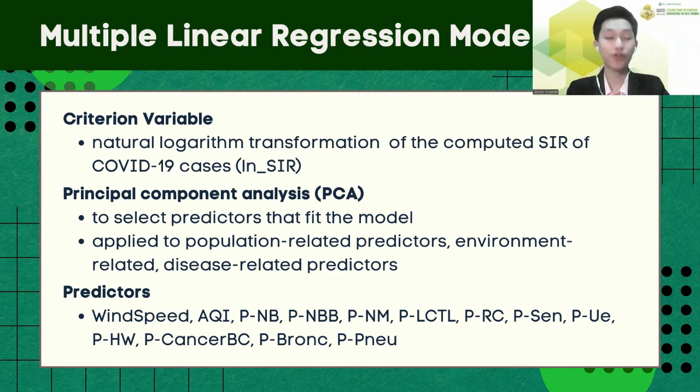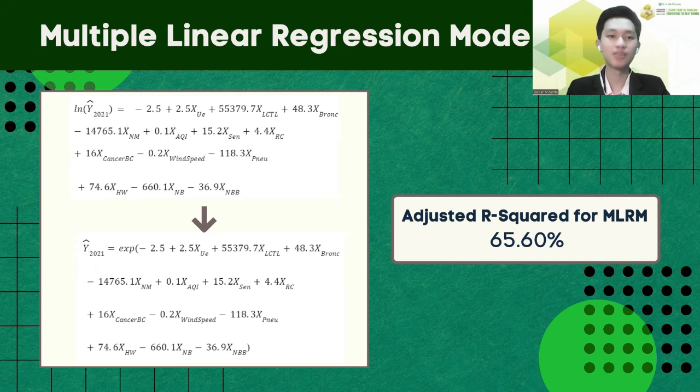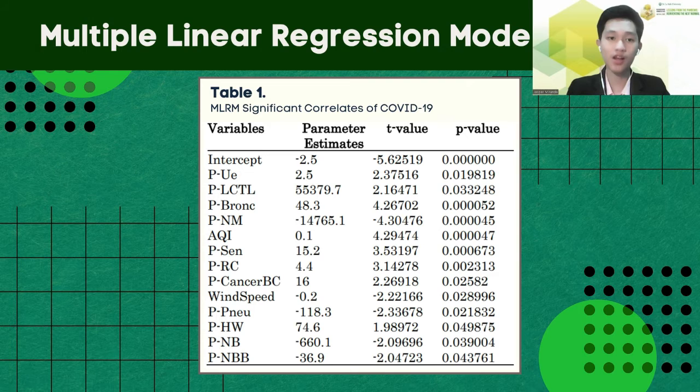Next, multiple linear regression model. Applying forward stepwise, the model on the screen is the MLRM model for COVID-19 SIR in 2021 with an adjusted R-square of 65.60%. The model below is an equivalent model. For MLRM results, there are 13 significant COVID-19 correlates at a 90% confidence level. But what could be the implications?